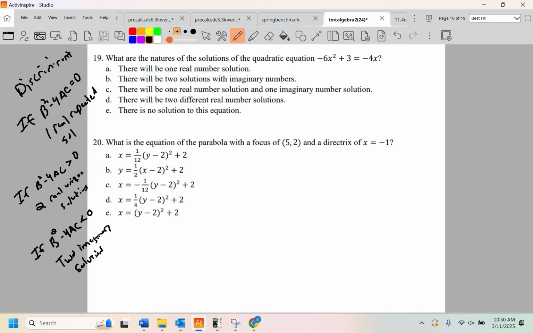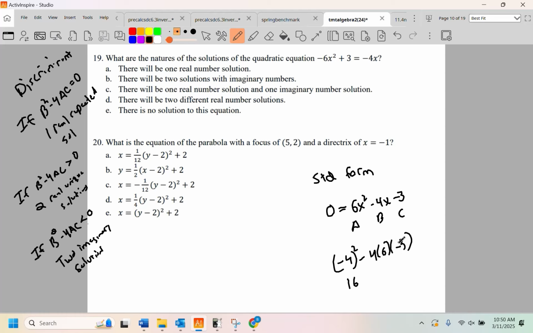So anyways, the by hand approach is to, first off, get this thing in standard form. You've got to have standard form. So I would make it look like this: 0 equals 6x squared minus 4x minus 3. And then, of course, you know what A, B, and C are. So we have negative 4 squared minus 4 times 6 times negative 3. That's going to be 16. Negative times negative is plus. 4 times 6 is 24, times 3 is 72. And not that it matters, but this adds up to 88. So I'm in the situation of two real unique solutions, so two different real solutions.